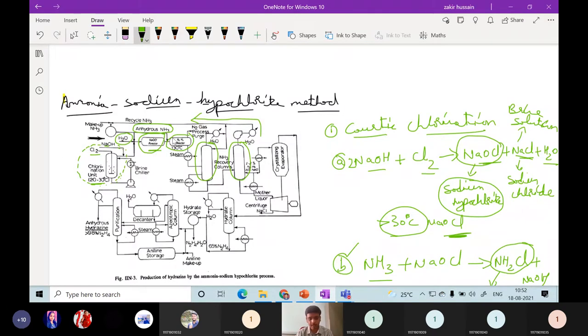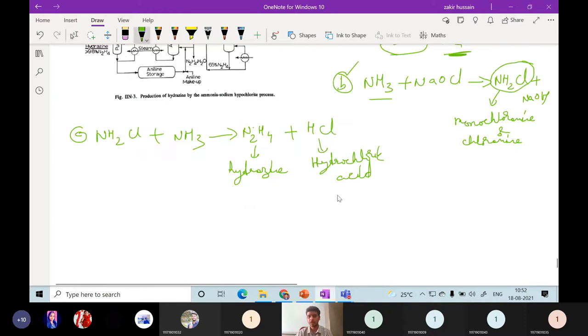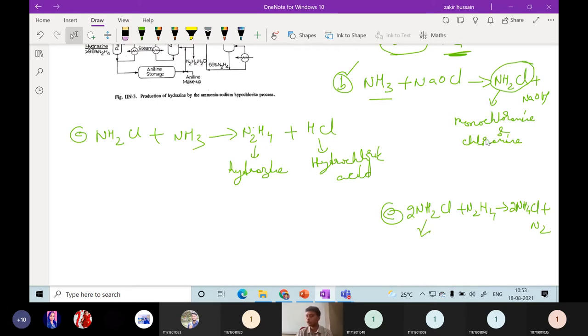crystallization evaporator. In this one, gelatin or glue as an inhibitor will be added to the NaOCl reactor. Gelatin or glue will be added in order to suppress a side reaction, which we will call reaction E. Reaction E is nothing but 2NH2Cl plus N2H4, which gives rise to 2NH4Cl plus N2. We already know NH2Cl is monochloramine, or chloramine.